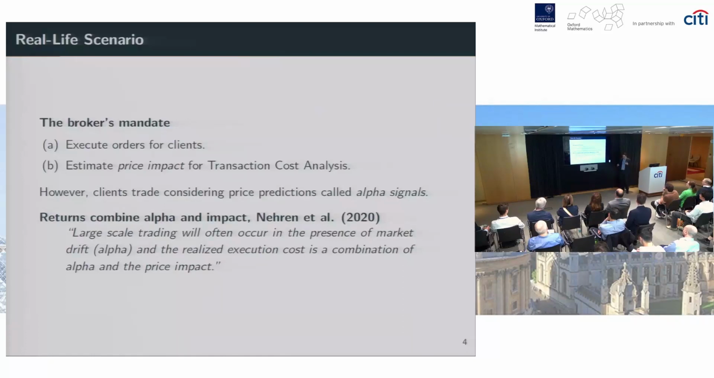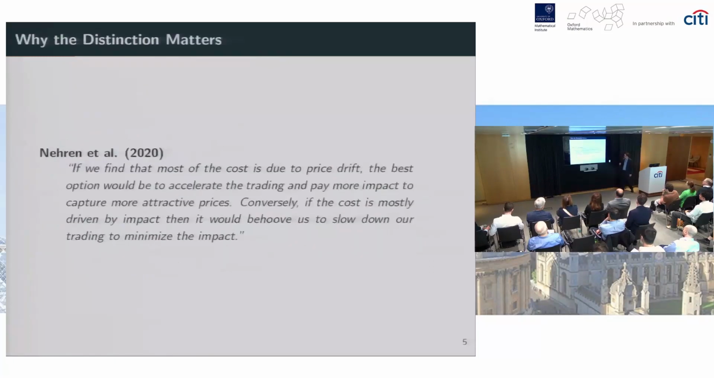Now, I've been harping about this distinction between alpha and impact. Why does it matter? Well, sorry. Yes, also volatility, because you care about execution risk as well. So in a risk neutral world, I mostly care about alpha and impact, but I completely agree. If you have any kind of risk constraint, then you would care about volatility as well. So why do I want to distinguish between alpha and impact? Because my action set is different, depending on whether I think slippage is due to alpha or impact.